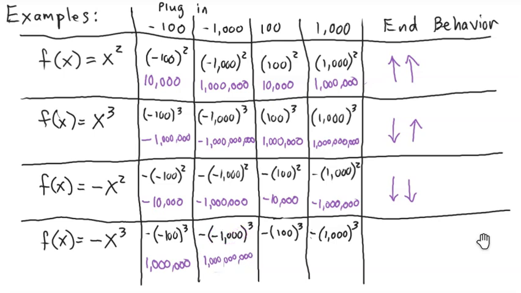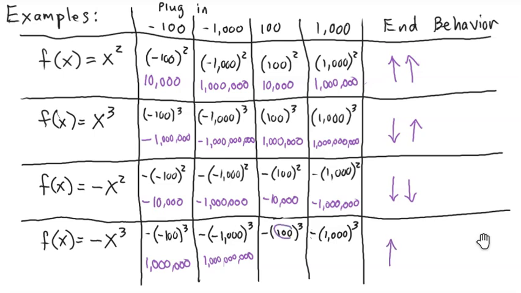So for negative x cubed, plugging in negative numbers gives us positive numbers. And therefore, the left end behavior on negative x cubed is positive.